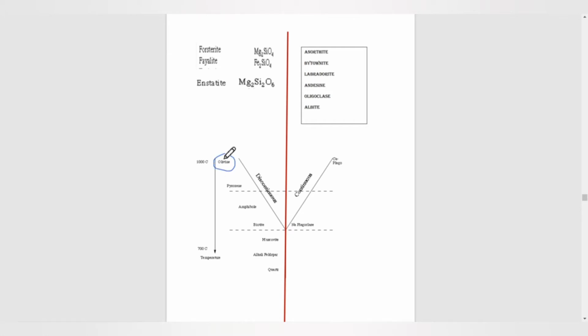Here you see at a temperature of 1000 degrees Celsius we get olivine, and after the crystallization of olivine we get pyroxene, amphibole, biotite, and at a temperature of 700 degrees Celsius we get muscovite, alkali feldspar, quartz. On the right side, where the continuous series lies, we get calcic plagioclase, which is anorthite, and sodic plagioclase, which is albite. In between anorthite and albite, we get bytownite, labradorite, andesine, oligoclase.